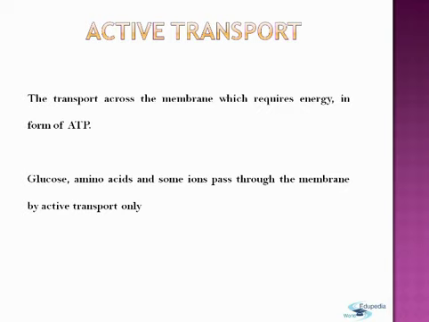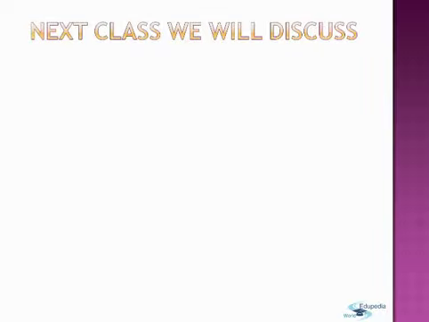Now, why does the cell require this type of transport? It requires it for the movement of glucose, amino acids, and some ions like calcium, potassium, and sodium, which help in the signaling of the cells, and they are transported across the membrane by active transport only. This was all about the outer coverings of the cell.